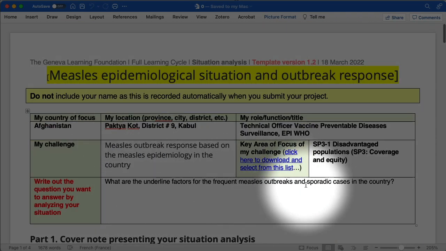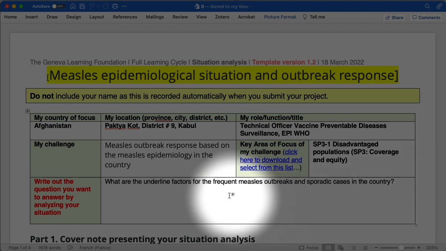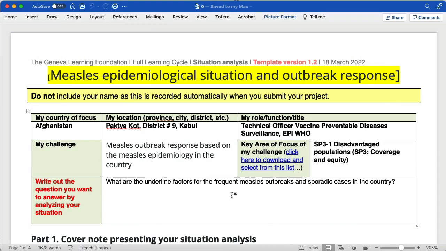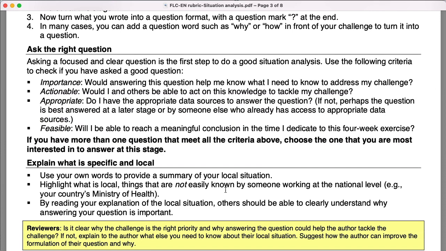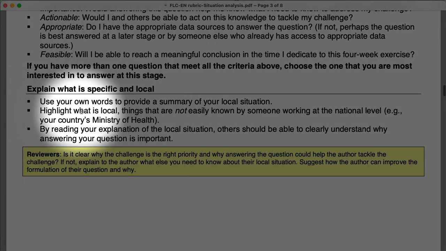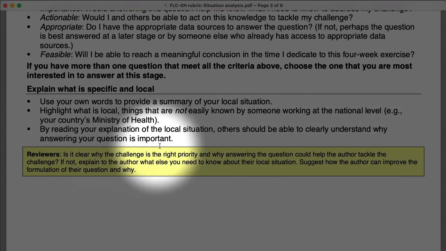So let's go have a look at the question. What are the underlying factors for the frequent measles outbreaks? Yes, indeed. If you can identify these underlying factors, that is likely to be helpful in developing actions to address, mitigate, and prevent future outbreaks of measles. So here we have highlight what is local, but this is actually a person working at the national level. And then others should be able to clearly understand why answering your question is important. So far, this is pretty convincing.